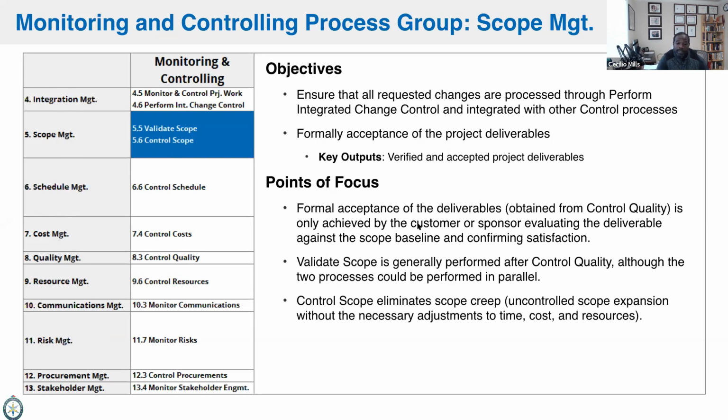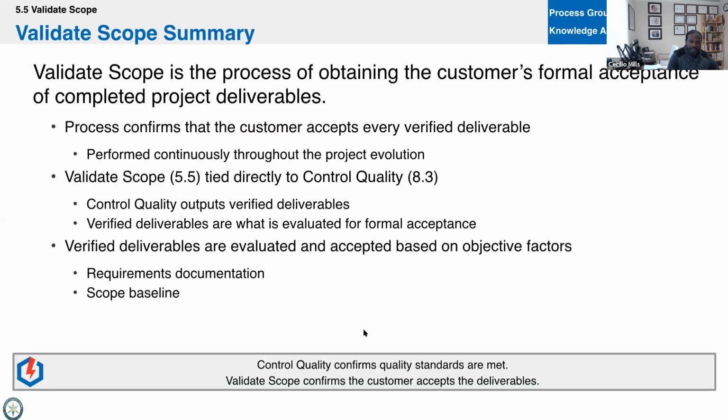So formal acceptance validates scope, generally performed after control quality or in parallel with it. And then control scope, this process that we see here, this is what we do as PMs to eliminate scope creep. Scope creep and gold plating. So let's talk about validate scope first.